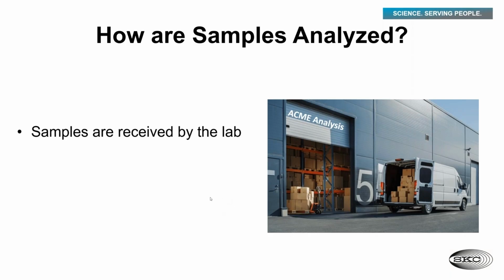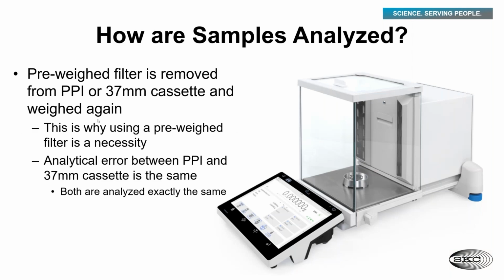So samples, they're received by the lab. From there, the first thing they do is they take that cassette out of the 37 millimeter cassette or out of the PPI, and then they weigh it. Now, again, I've already said it before, but we'll say it again. You have to use a pre-weighed filter in a cassette to be able to do this type of analysis. This is your gravimetric analysis. That's how you know how much respirable dust is on that filter. And without the pre-weight, you will never know that.